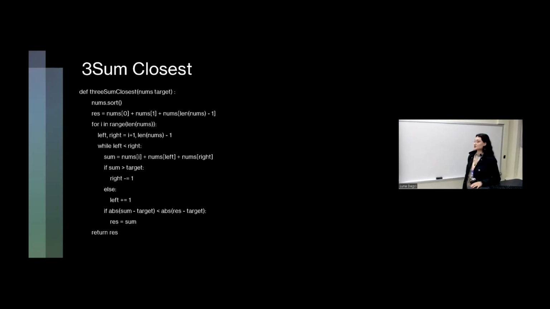We take the absolute value because the difference might be negative. We are trying to find the difference. If the sum that we found in the triplet in the for loop minus the target, if that difference is smaller than what we have found so far, then we update the result value, and finally we return the result value. Any questions?